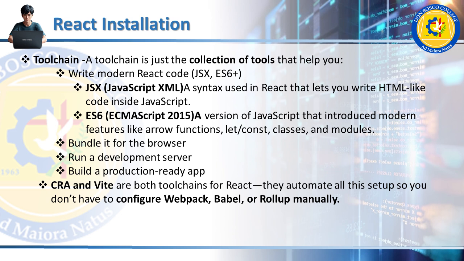A toolchain is a collection of tools that help you write modern React code using JSX, a syntax that allows HTML-like code inside JavaScript, and ES6, ECMAScript 2015, which introduces features like arrow functions, let/const, classes, and modules, bundle it for the browser, run a development server, and build a production-ready app. CRA and Vite automate all of this setup, so you don't have to manually configure tools like Webpack, Babel, or Rollup.